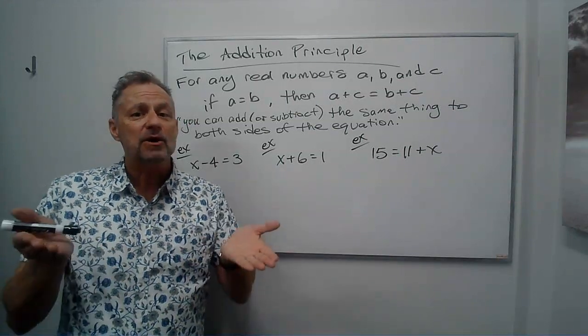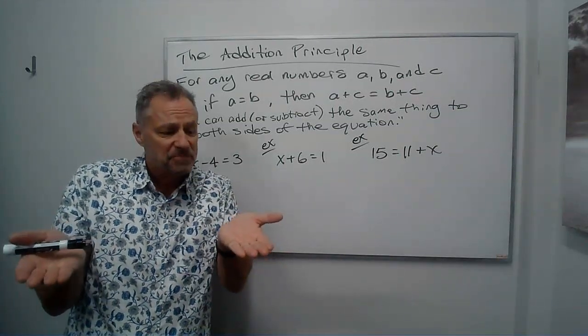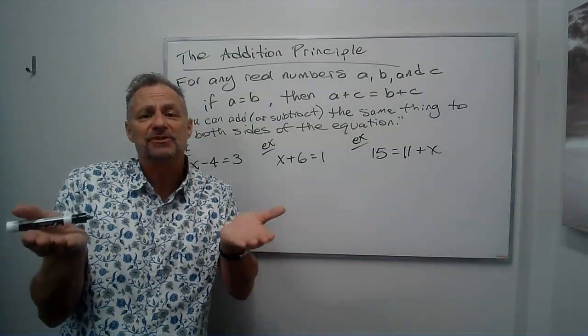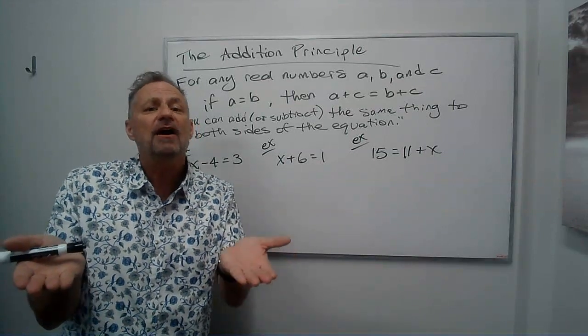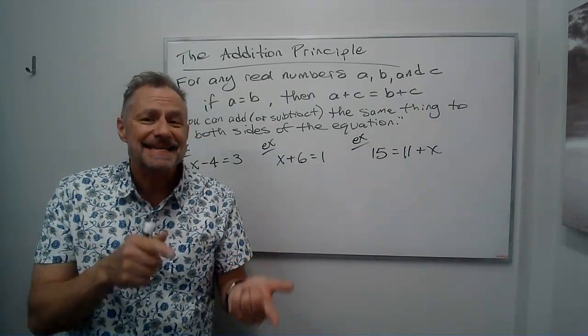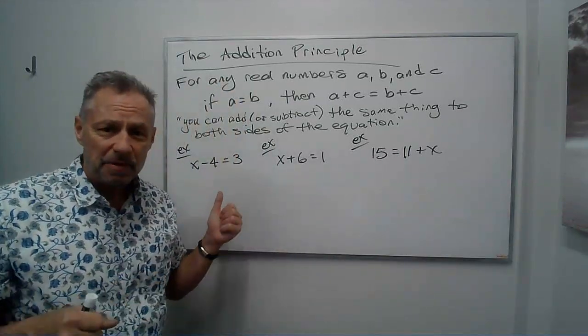So think about an equation as a balance scale. If we add 2 pounds to both sides and they start in balance, they're both still going to be in balance. If you take off a pound from each side, they're still going to be in balance. Okay, so that's the idea of the addition principle. Let's look at a couple examples.